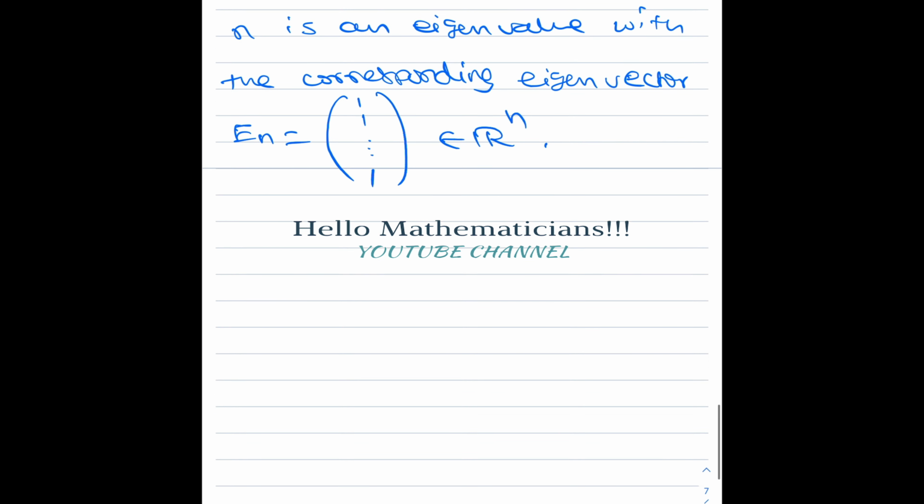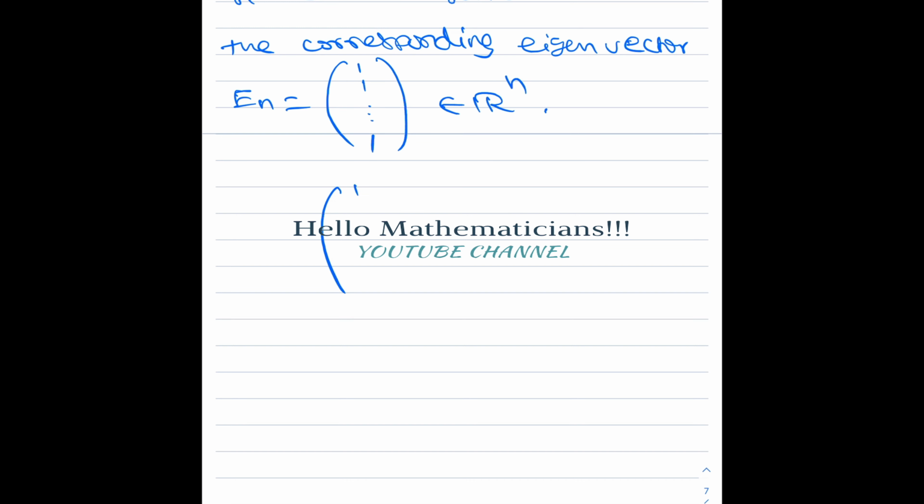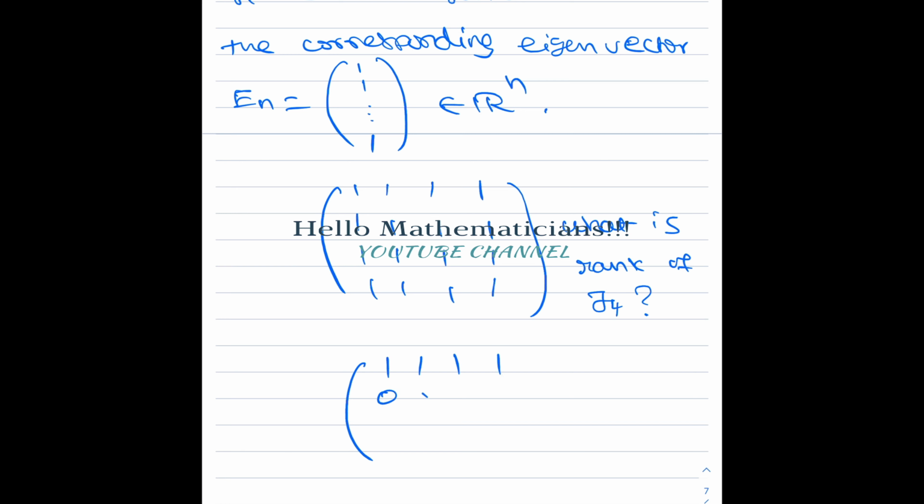Okay. Now again we write the 4 by 4 all one matrix. What is the rank of J4? We can easily reduce it into echelon form. You can bring this into this form. Very simple. Or even we don't need to do that. See, what is rank?